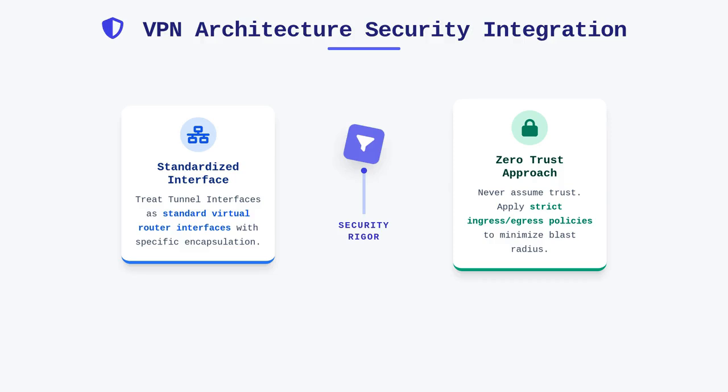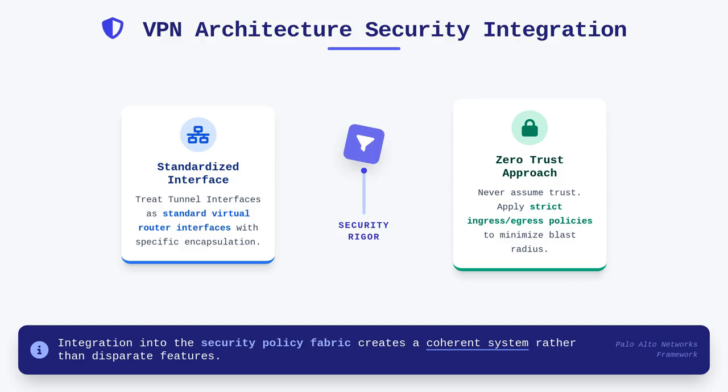By enforcing strict security policies at the tunnel ingress and egress points, you minimize the blast radius if the remote location is ever compromised. This integration of VPN architecture into the wider firewall routing and security policy fabric is what ultimately makes the Palo Alto Networks platform a coherent system, rather than a collection of disparate features.